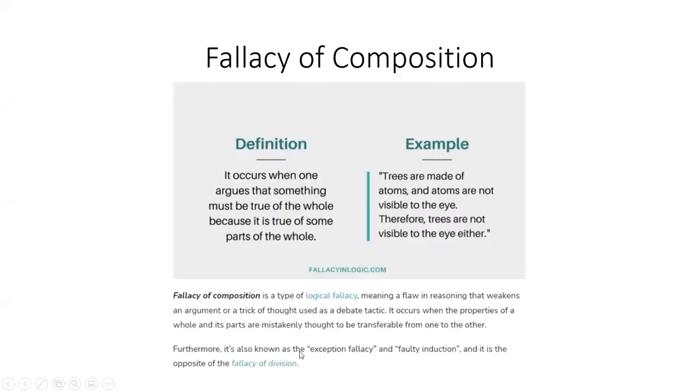Fallacy of composition is a type of logical fallacy, meaning a flaw in reasoning that weakens an argument or a trick of thought used as a debate tactic. This is something that people do all the time, politicians particularly. It occurs when the properties of a whole and its parts are mistakenly thought to be transferable from one to another. An example is: trees are made of atoms, and atoms are not visible to the eye, therefore trees are not visible to the eye either.